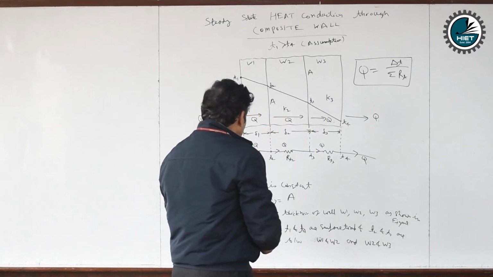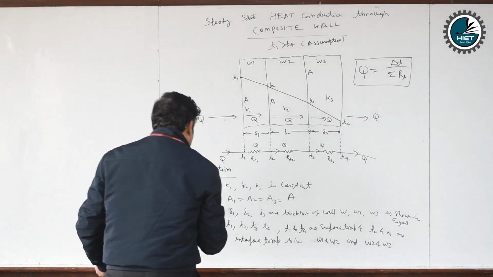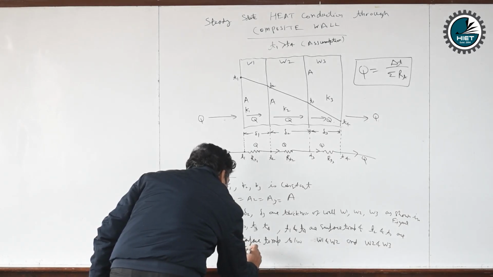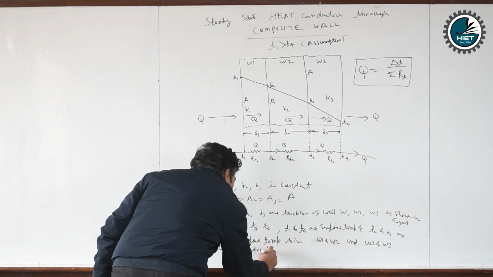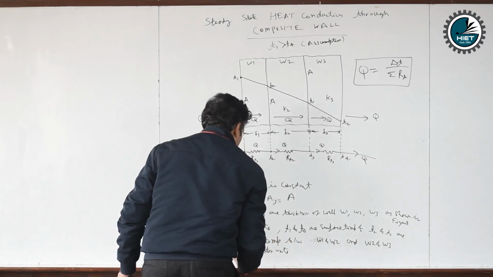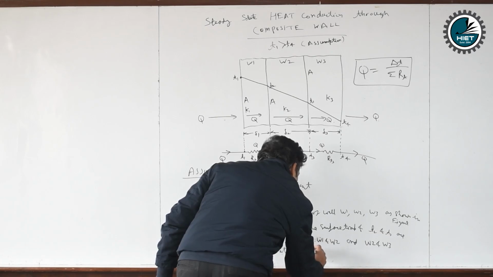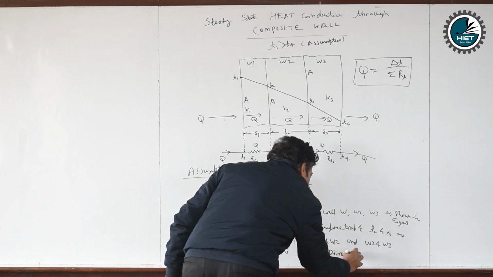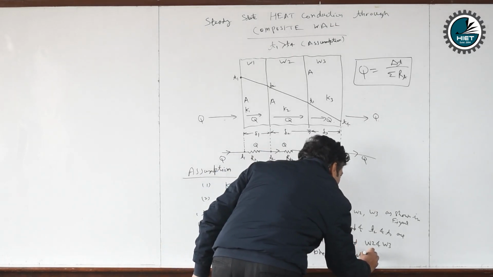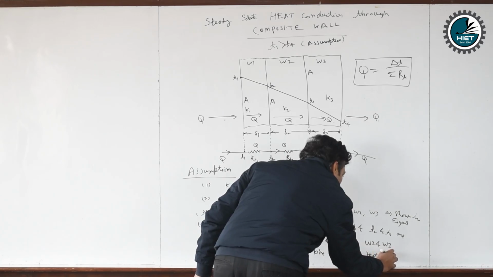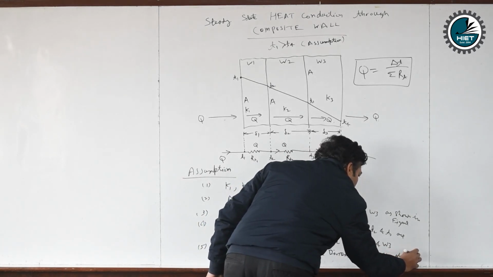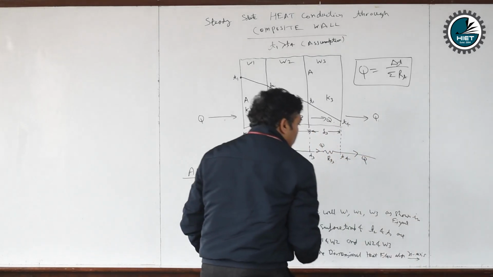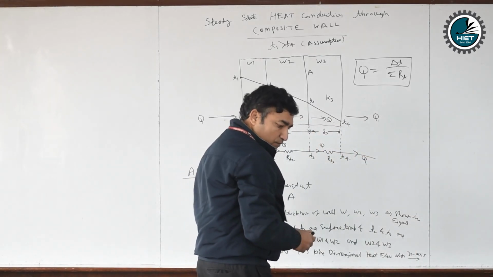Okay, fifth, Q is the heat transfer rate. And sixth is the one-dimensional heat flow along the x-axis from left to right.